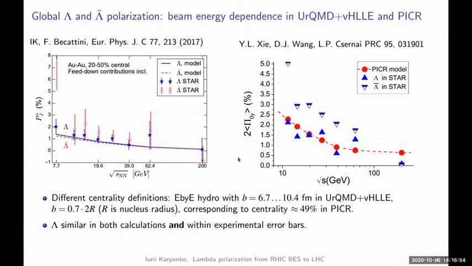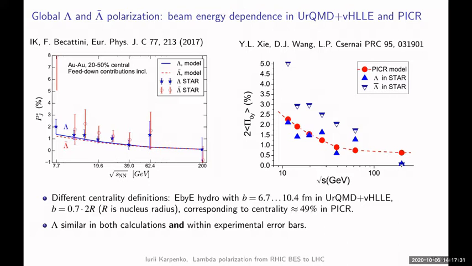Whereas on the right, the calculation has been done in the PCR model with a fixed impact parameter, which is equal to 0.7 times twice the average radius of the nucleus, which roughly corresponds to 45% centrality. That's almost the biggest possible impact parameter in the centrality class, so that's a little bit biased towards higher centrality. So maybe that's why the polarization on the right is a little bit higher than on the left. And in principle, it's kind of hard to compare them.